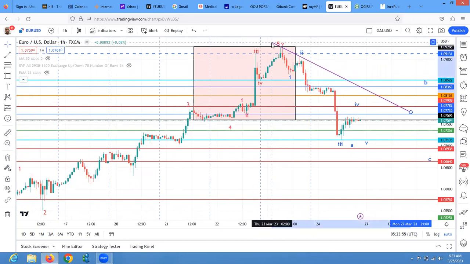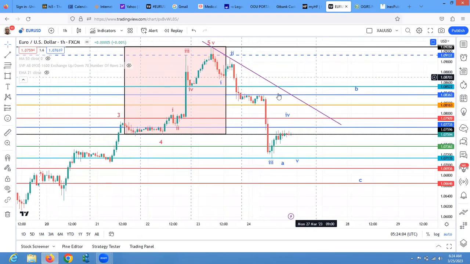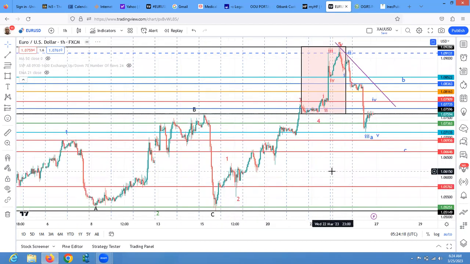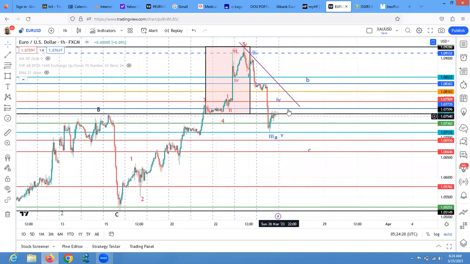I don't think, if it has come down in a 3-wave pattern, probably without an impulse, I may have said that this should be enough to correct the old move to the upside, and that we're going to turn up almost instantly. But I don't think so.